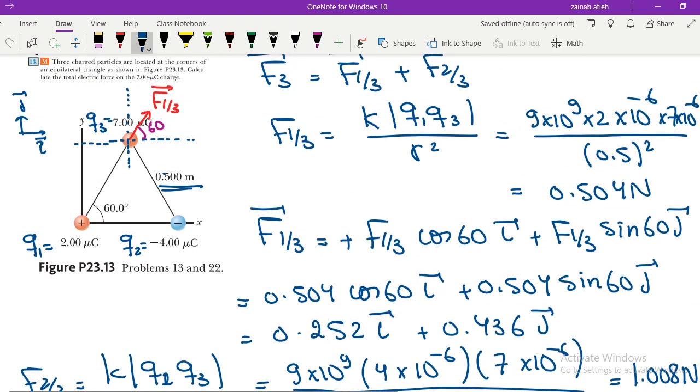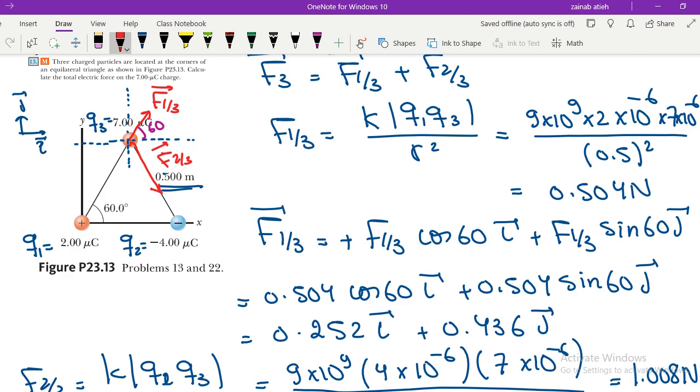I draw it on Q3. Since Q2 and Q3 have different signs, it will be an attractive force. I draw the attractive force on the line between Q2 and Q3, toward Q2. So it will be like this. This is the force exerted by 2 on 3. It is drawn on 3 because it is the force exerted on 3.